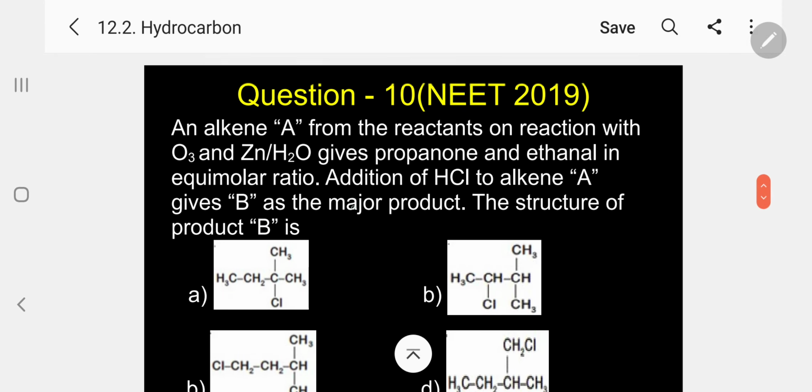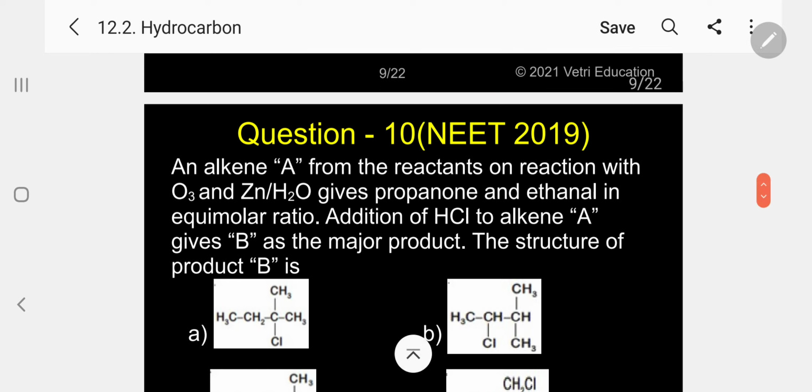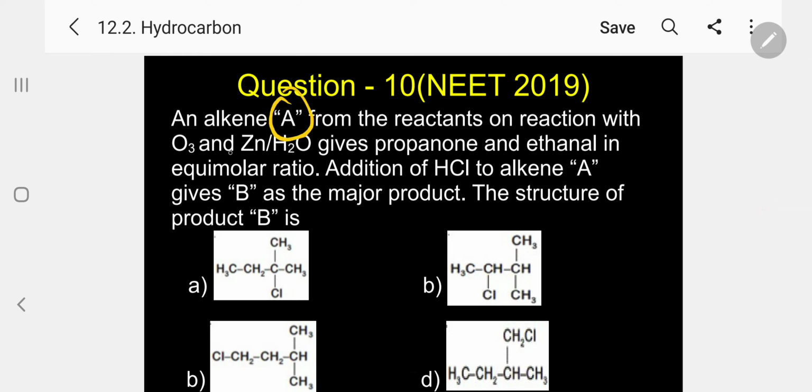So next, let me go for question number 10. This question was asked in NEET 2019. Let me read the question. Please follow, this is the most important. An alkene A, on reaction with ozone and zinc plus water, gives propanone, acetone, and ethanal, acetaldehyde, in equimolar ratio. And addition of HCl to alkene A gives B as the major product. What is the structure of B? So they are asking what is the structure of B.